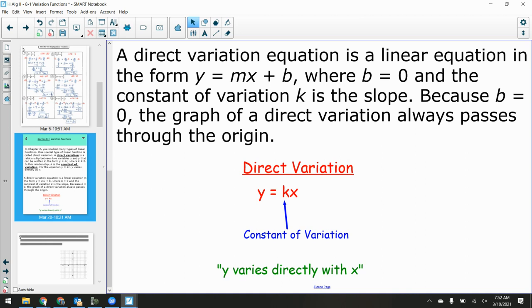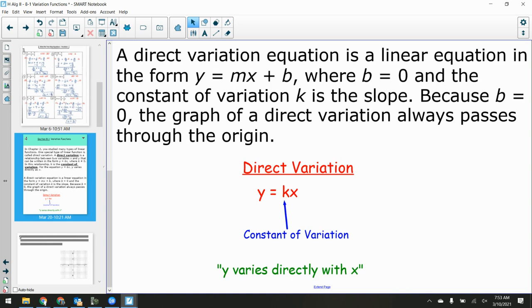So this is what a direct variation looks like. We talked about the 0 being the y-intercept. The k value ends up being the slope. The constant of variation ends up being the slope. So if I say y is equal to 5x, obviously m is 5, k is 5. The k value is the m value. Okay?